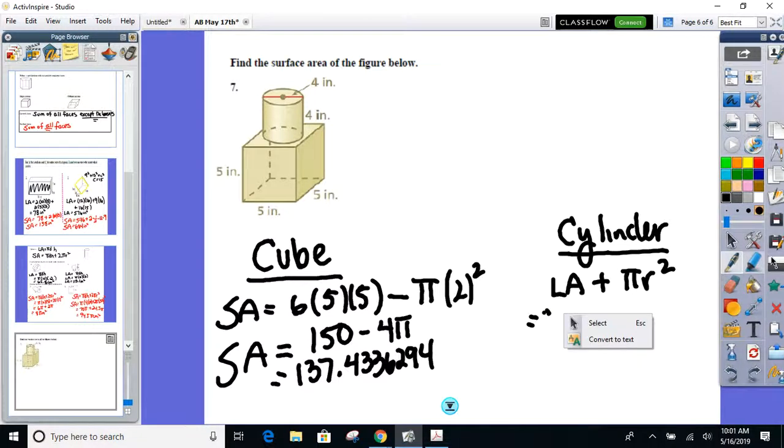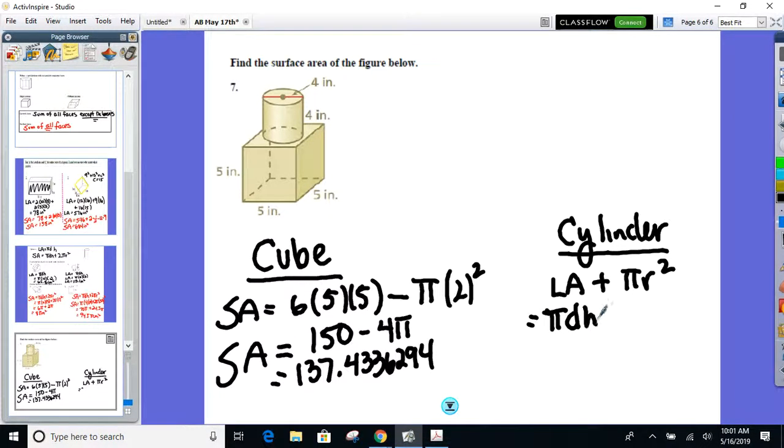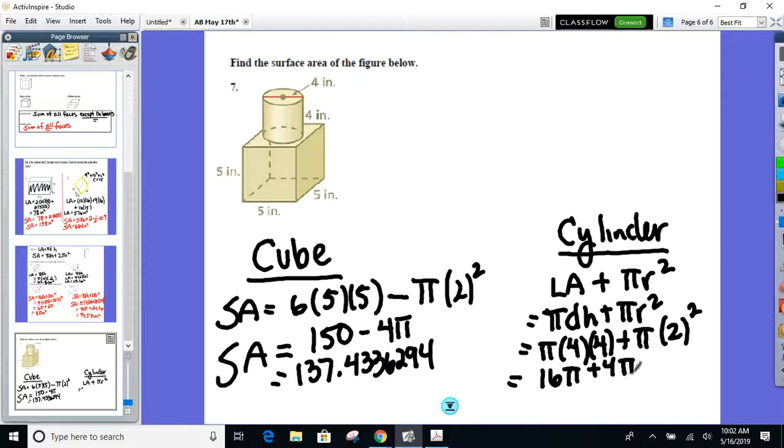Pi dh. And I know I'm stringing this out. You guys can certainly just plug in your numbers now. All right, what do you got for me? Pi diameter, 4. What's the height of that cylinder? Distance between the bases is 4. Plus pi, I already asked this question earlier. The radius is 2 squared. So we end up with what? 16 pi plus 4 pi. And we're looking at, correct me if I'm wrong here, 62.83185307.